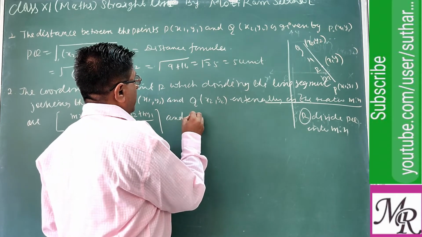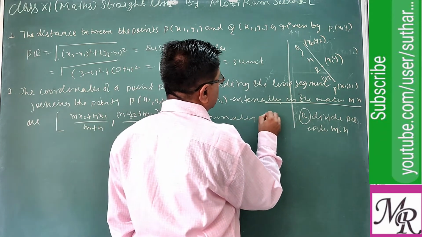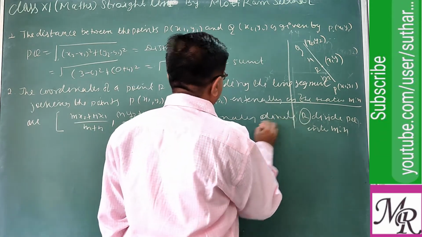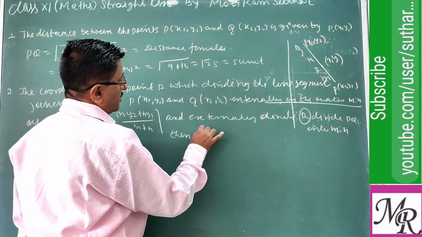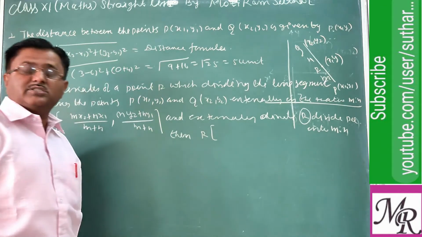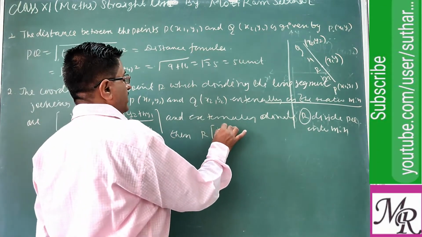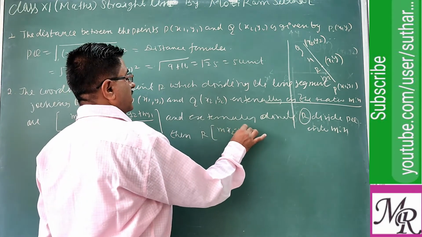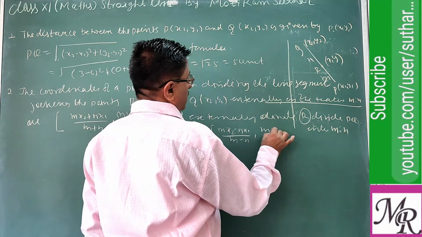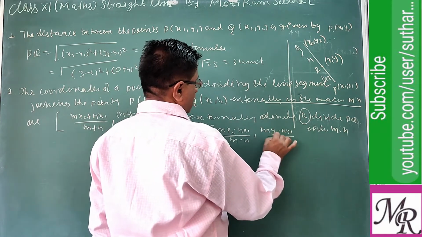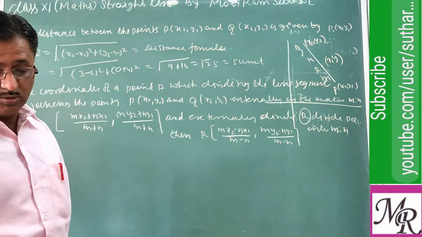And if you want to find externally dividing, then for the coordinate of R only the sign will change. Here plus converts into minus. So we may write m x2 minus n x1 upon m minus n, and m y2 minus n y1 upon m minus n. So in this way we can use this formula.